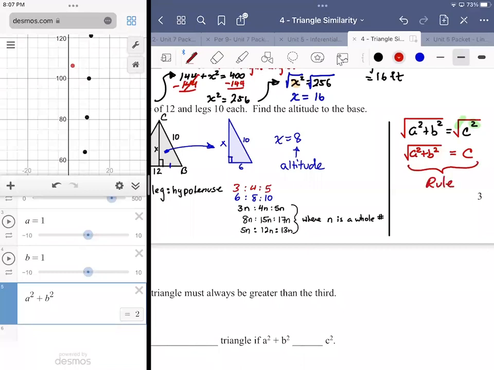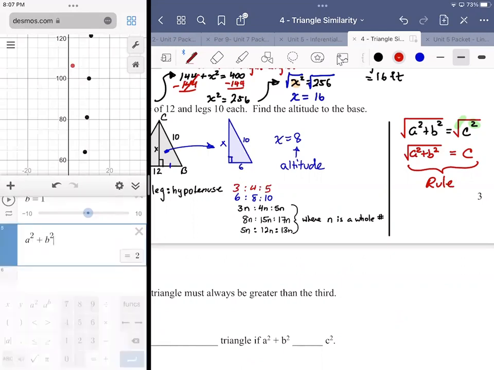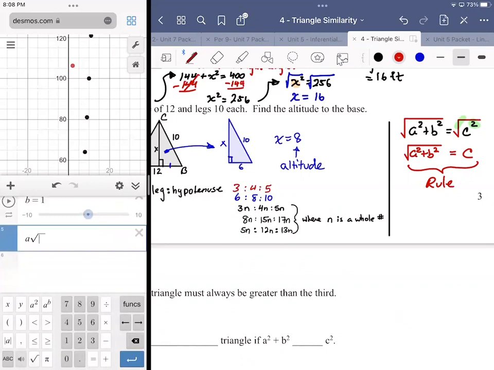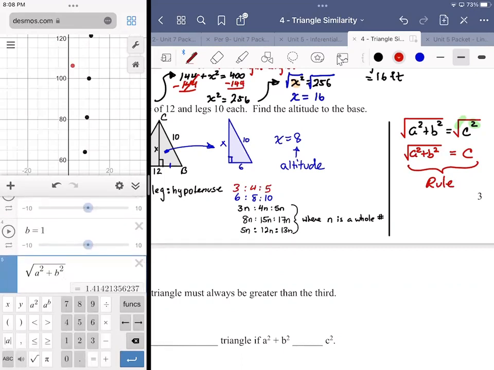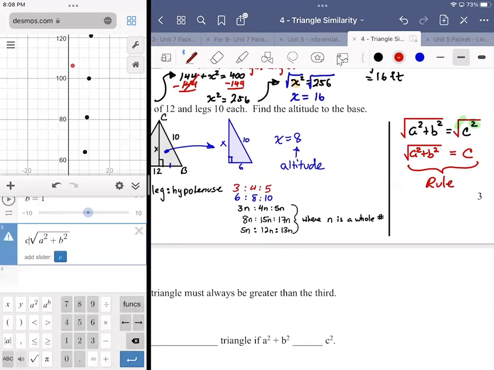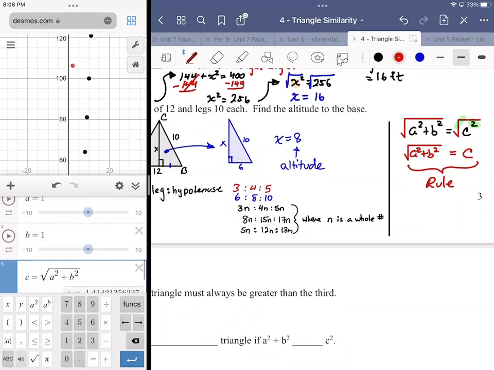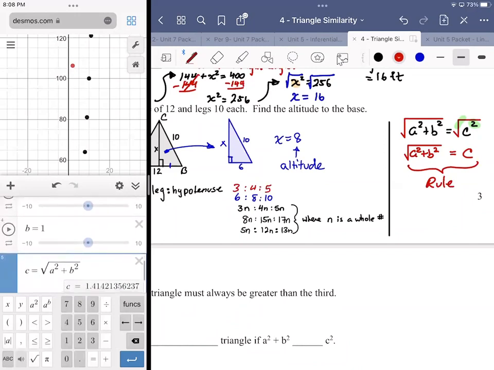It's kind of an extension of the Pythagorean theorem. So if I say, instead of a squared plus b squared, the square root of that, oops, gotta get rid of that a. Then wherever I put my a and b sliders, it's going to tell me what the c value is. And in this case, you could put in c equals, and it'll still tell you the value. You won't get an error there. They call this an explicit equation, where it's already solved for the variable.